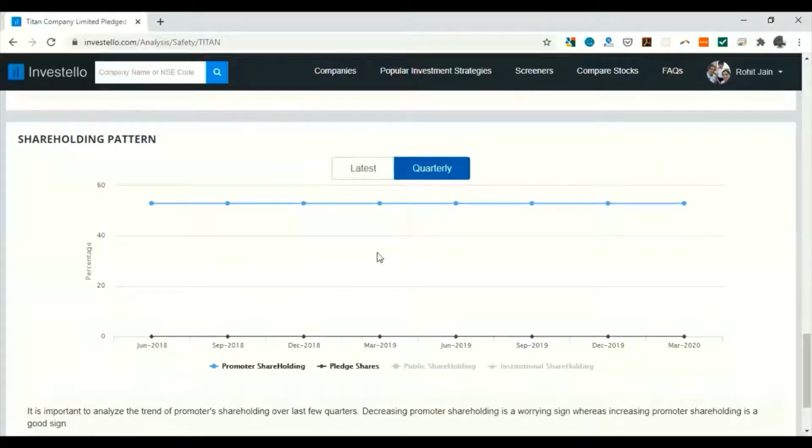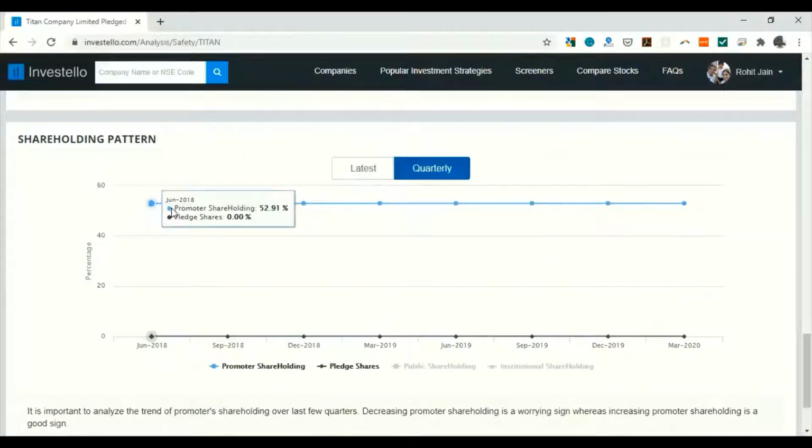Now the more important graph is the quarterly shareholding pattern. This is a premium feature, but for Titan, it is available for free. So we look at the promoter's shareholding. In the last 8 quarters, we see whether the promoter has been increasing their stake or decreasing their stake. So we see that for Titan, it has been stable. They have neither increased nor decreased.